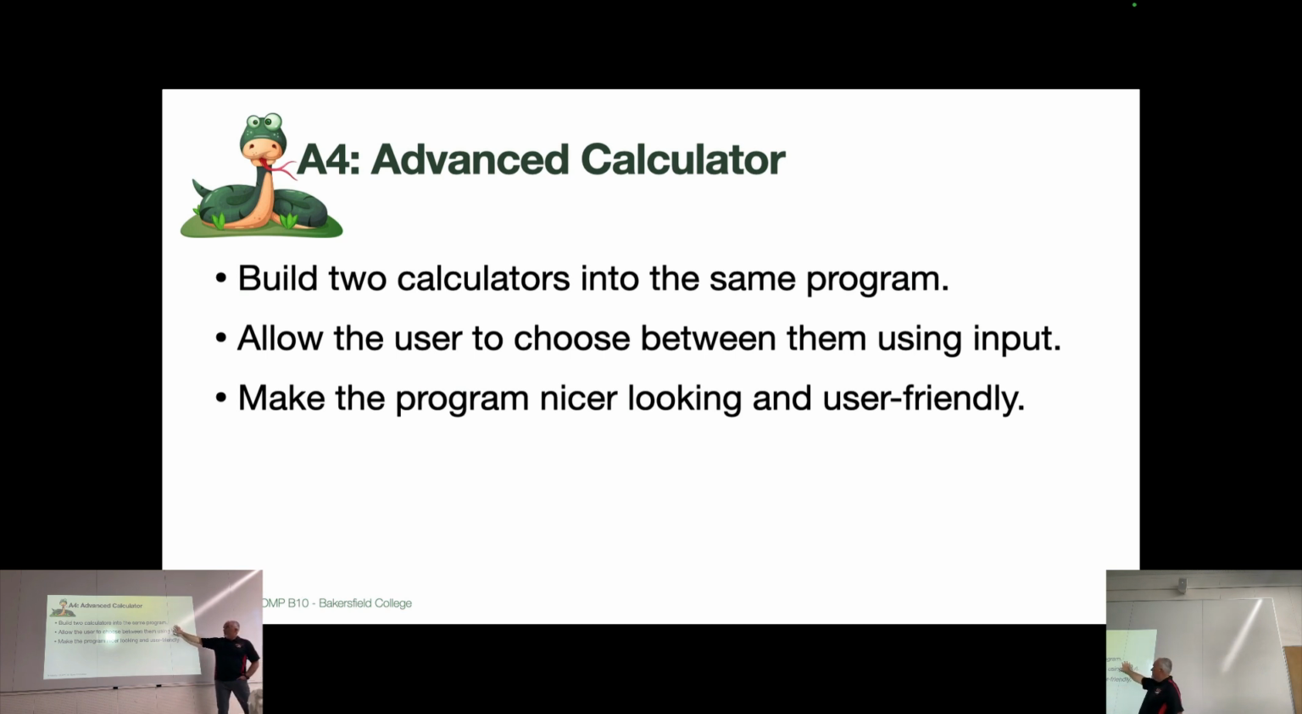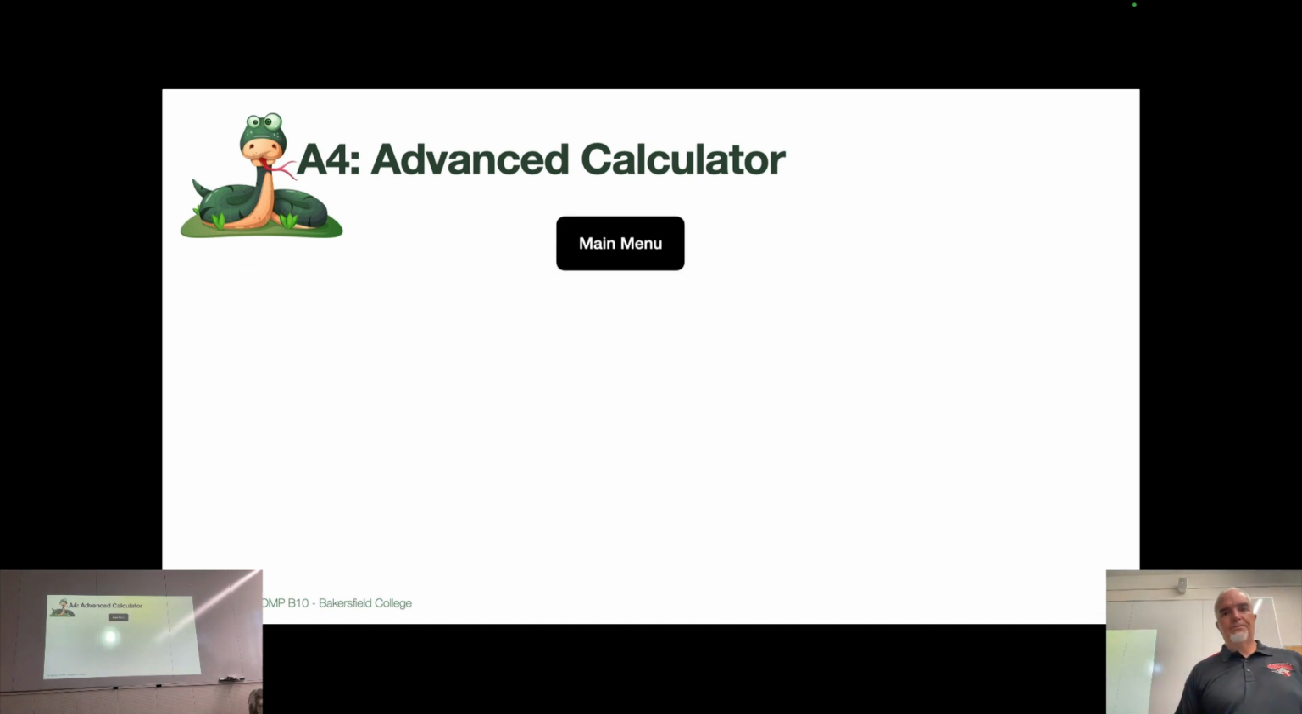So you're going to build two calculators into the same program. You're going to allow the user to choose which calculator they want to use. So for example, you might say, Bill, welcome to Bill's temperature converter. Would you like to convert Fahrenheit to Celsius, or would you like to convert Celsius to Fahrenheit? Press 1 for Celsius to Fahrenheit, press 2 for Fahrenheit to Celsius. It will make their choice, and then the program will ask them for the appropriate data and do the calculations and end. Okay? Make the program as nice looking as you can and user friendly.